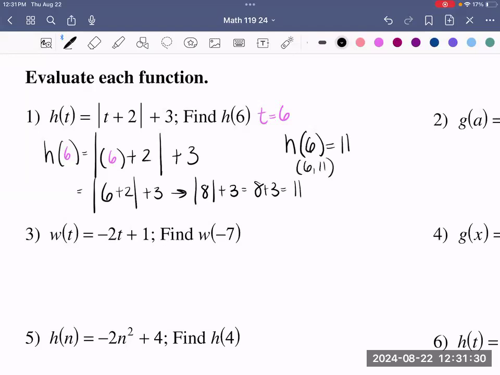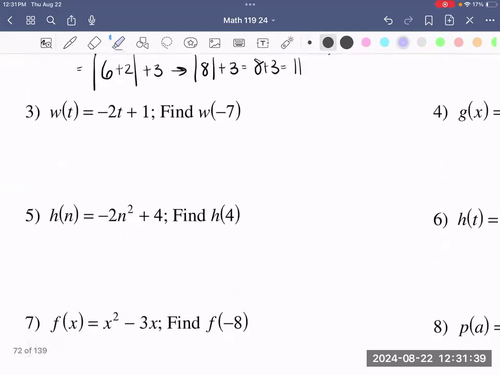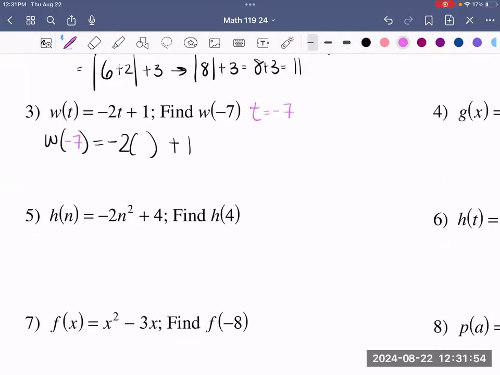So h of 6 is equal to 11 should be your response. Or you can write it as a coordinate, h of 6 is equal to 11. Either of those. Let's try it again here. We have W of t is equal to negative 2t plus 1, when W of negative 7, so t is equal to negative 7. So inserting a negative 7 where t used to be, we have positive 14 plus 1 is equal to 15. So W of negative 7 produced a positive 15, or negative 7, 15.